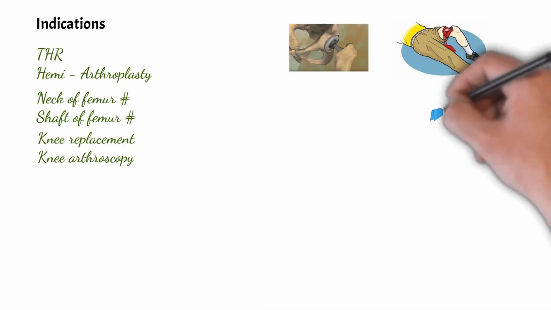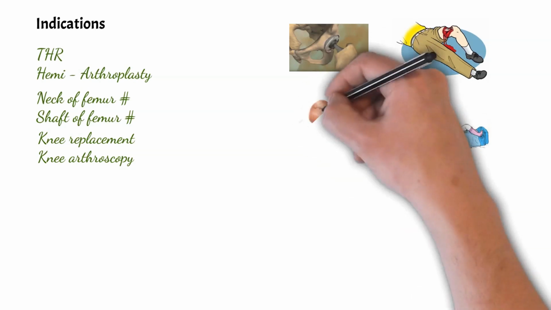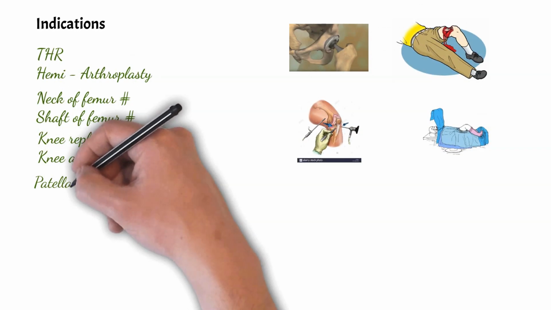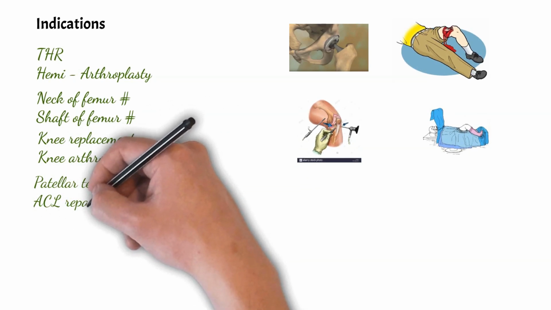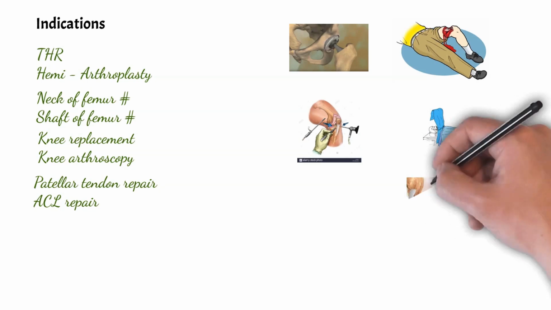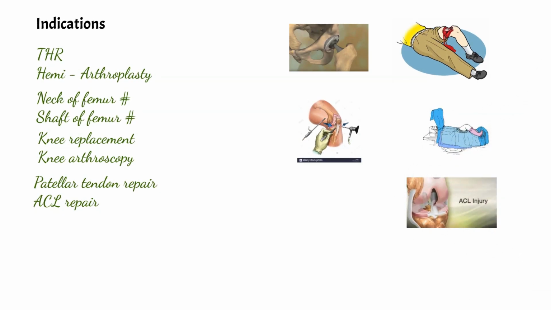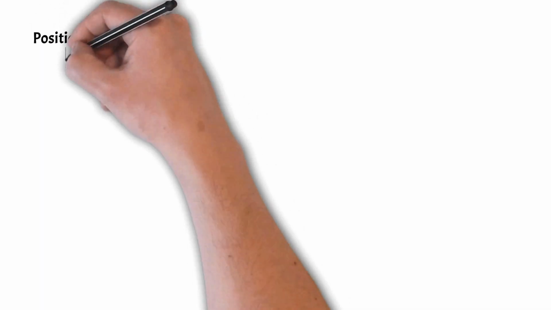So this is TKR and this is knee arthroscopy being done. We can also use it for patellar tendon repair and ACL repair. So this is an ACL injury for which lumbar plexus block can be used. Now comes the positioning in the lumbar plexus block.